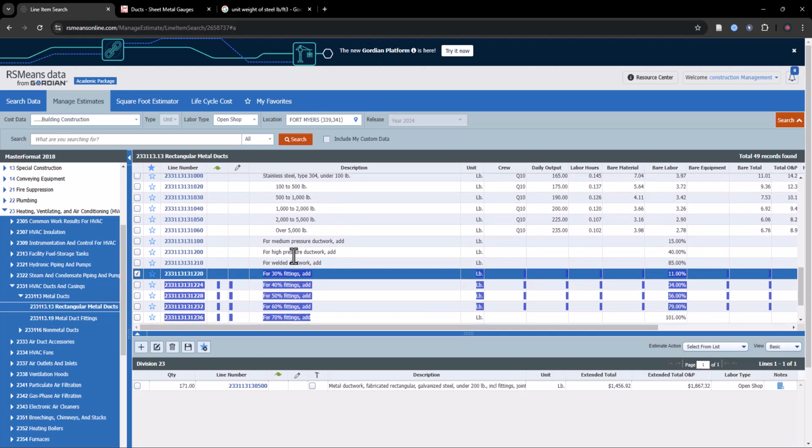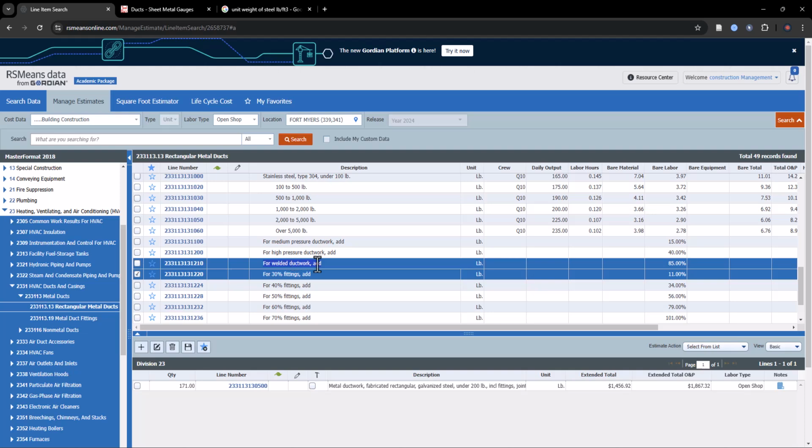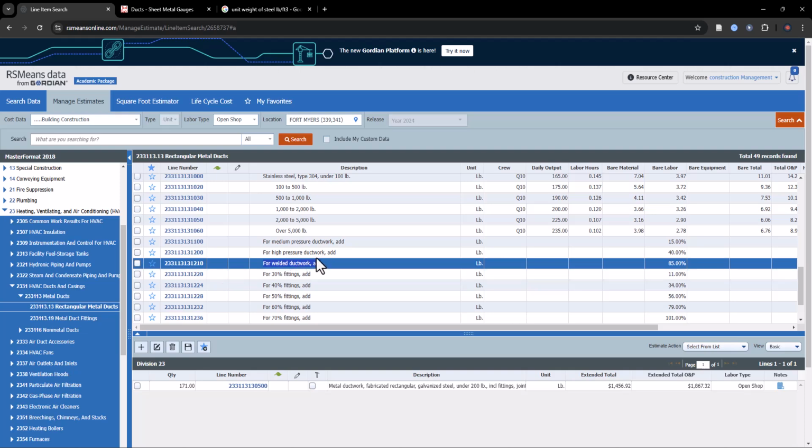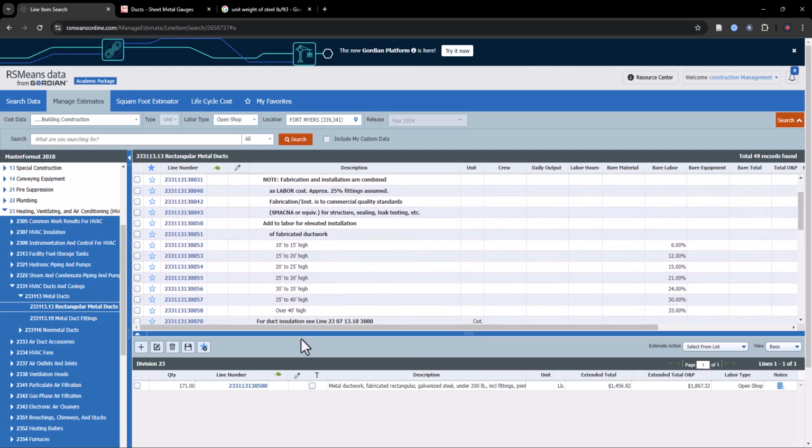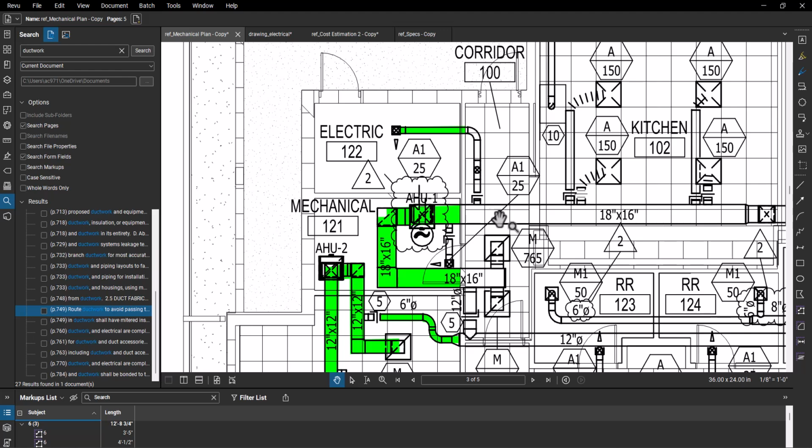All right. You can see over here if you have welded duct, you can click here to add that as well. High pressure duct, you can click to add. So far I don't see anything special on our ductwork system, so I will keep that as the default setting.